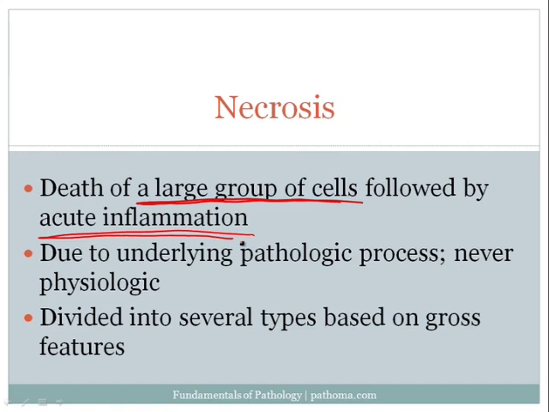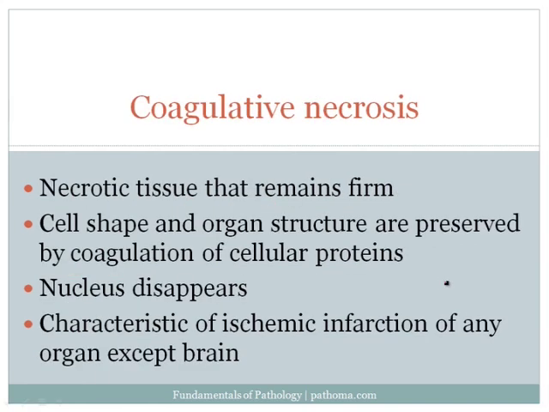Now, necrosis is always pathologic. It's always due to some pathologic process, and it's never physiologic, meaning we don't have necrosis occurring as part of our normal physiology. It always means that there's some disease or problem present. It can be divided into several types based on gross features. These are high yield. These questions often show up on examinations concerning the subtypes of necrosis, so we're going to spend a good degree of time on them. The first type of necrosis is called coagulative necrosis.